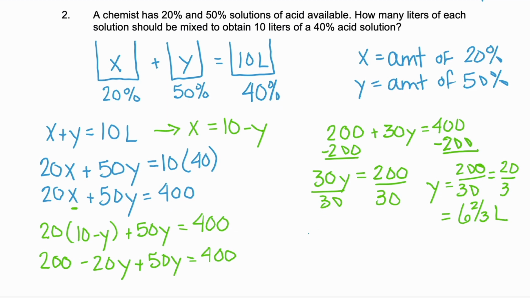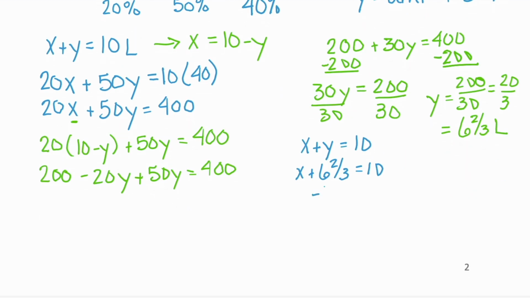Well, we know X plus Y has to be 10 liters. So X plus 6 2/3 has to be 10. So we subtract the 6 2/3 from both sides. And we find out that X is 3 1/3 liters.